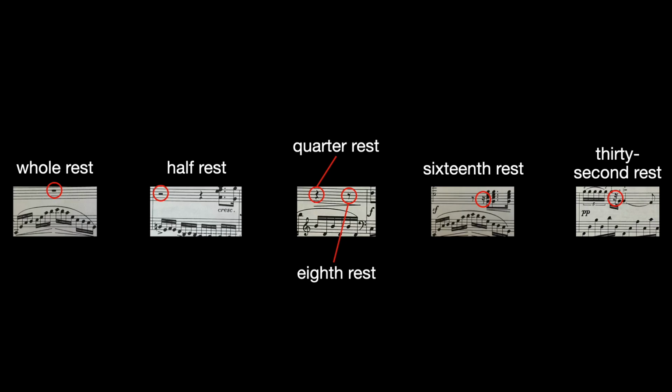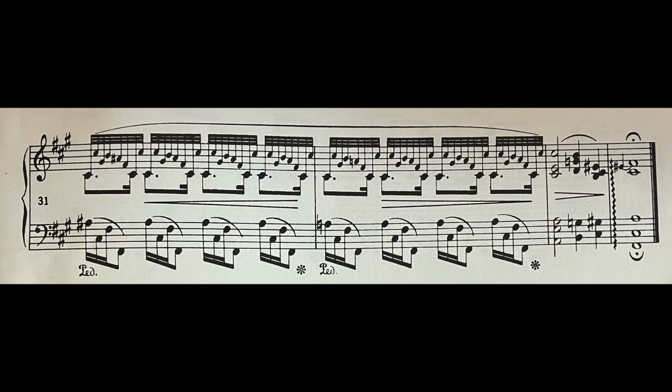Also notice that the whole rest and half rest appear similar, however the whole rests are under the line and half rests are above the line. Fermata signs, which look like this, mean that the notes they are above or under are held for longer than they should be, so it's up to the musician how long it should be held.